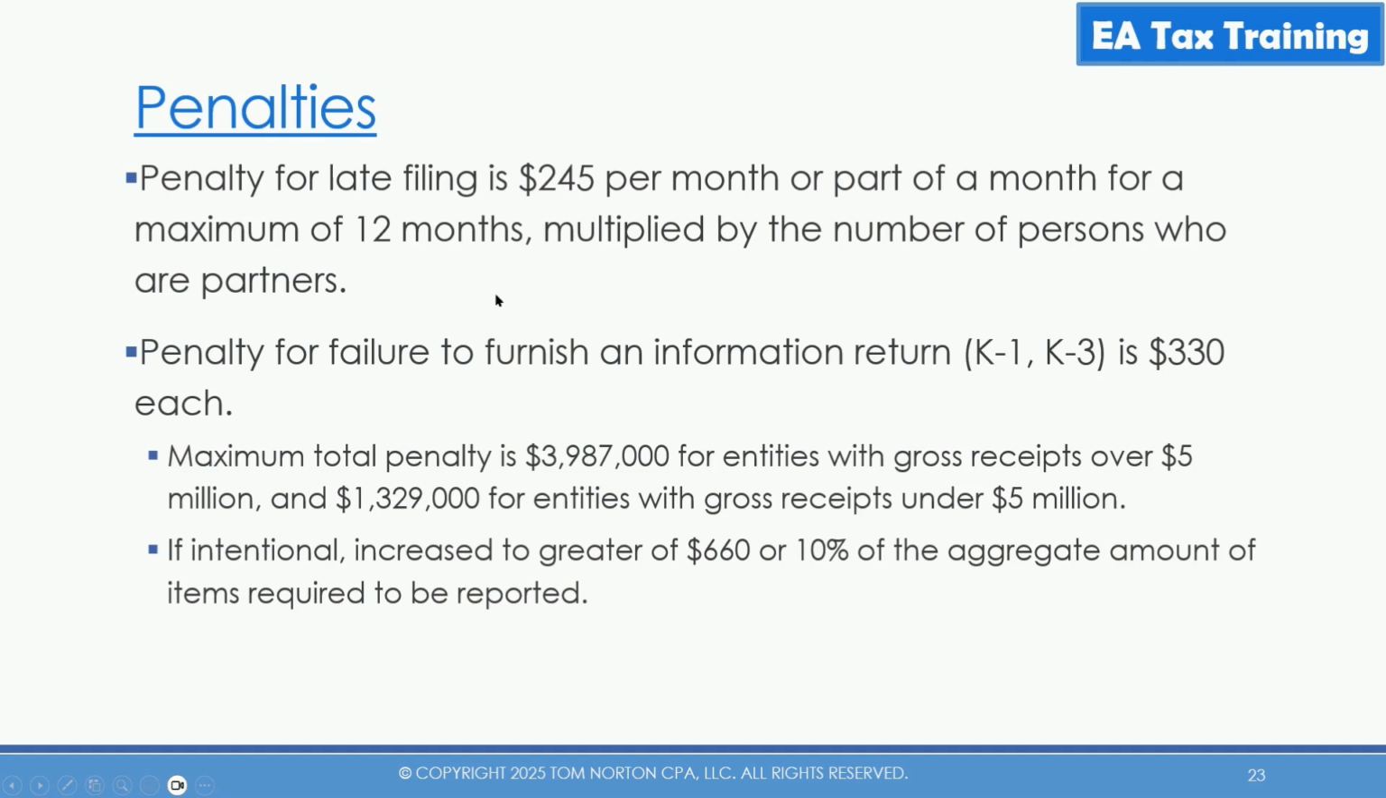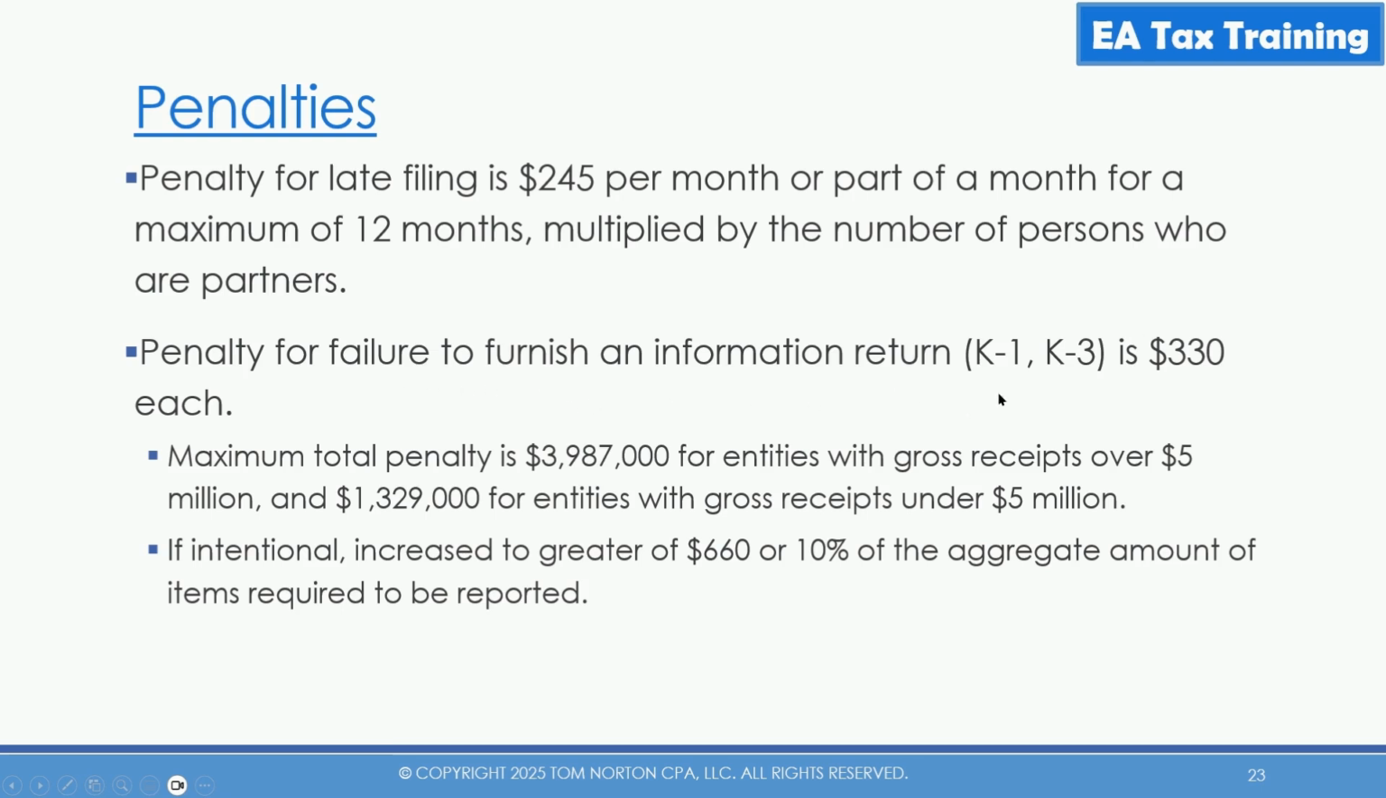When you look at the individual tax return, and when we look at the C corporation tax return later, we'll see that the late filing penalties are based on the amount of tax that is due. Well, since a partnership generally doesn't have any tax due, that doesn't make any sense. So instead, they just put this flat fee per partner per month in there, and it can potentially get pretty expensive.